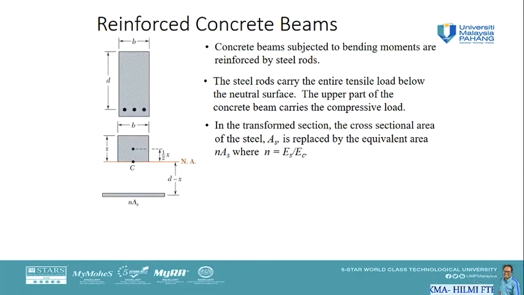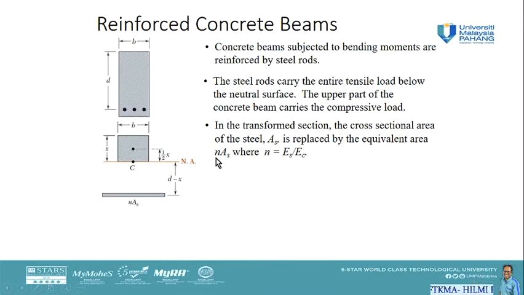So if we want to obtain the transform section of the reinforced concrete beam, what we need to do is replace the total cross-sectional area AS of the steel bar. We have the steel bars here, 3 steel bars. We are going to replace this with an equivalent area of n times AS, where n is the ratio of steel modulus over concrete modulus, ES over EC.